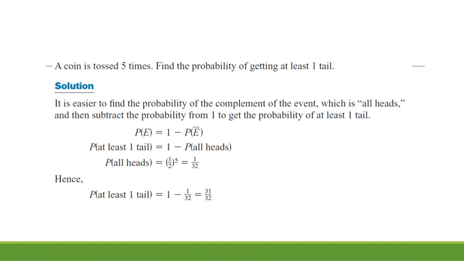Another example is a coin is tossed 5 times. Find the probability of getting at least one tail. So take note of the words at least. This is the at least one tail. So it is easier to find the probability of the complement of that event. We all know that the complement is the kabaliktaran of that event. Okay, kabaliktaran. So ano kabaliktaran yan? So getting all heads, then subtract the probability from 1 to get the probability of at least one tail.